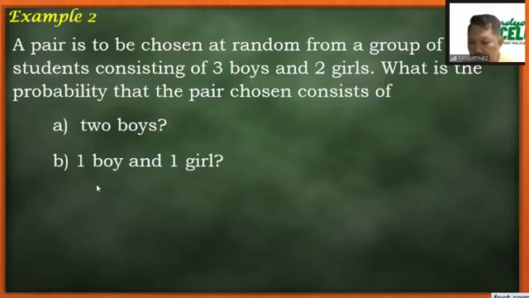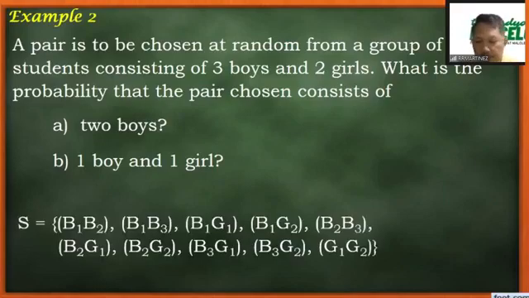Now, to do that, by using the listing method, we have the sample space here. The first pair is boy 1 paired to boy 2. This one is pair 1. Then pair 2, we have boy 1 paired to boy 3. And then so on and so forth. So there are how many pairs?